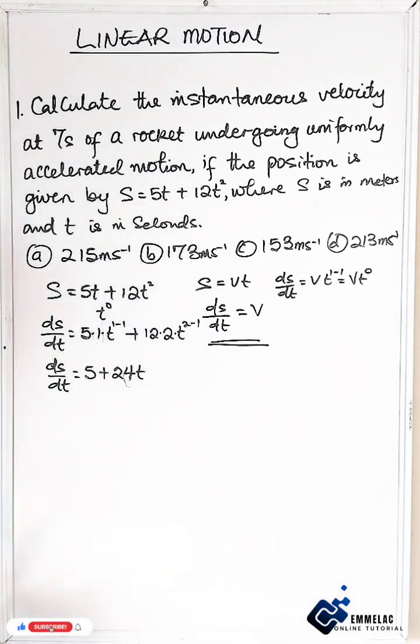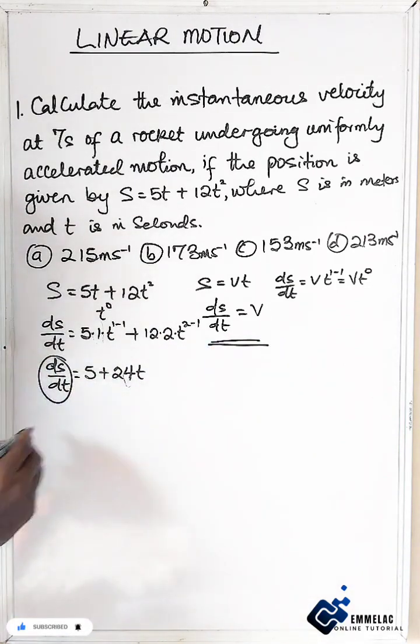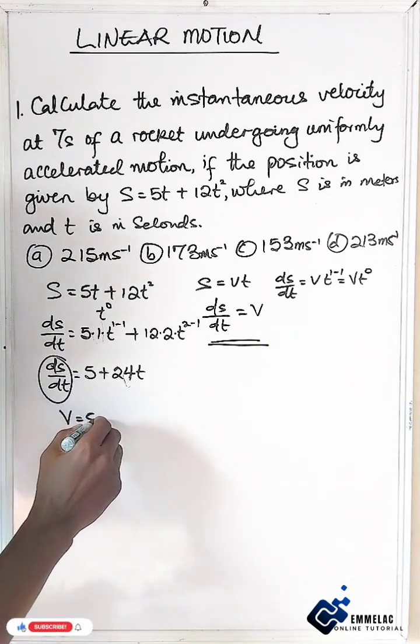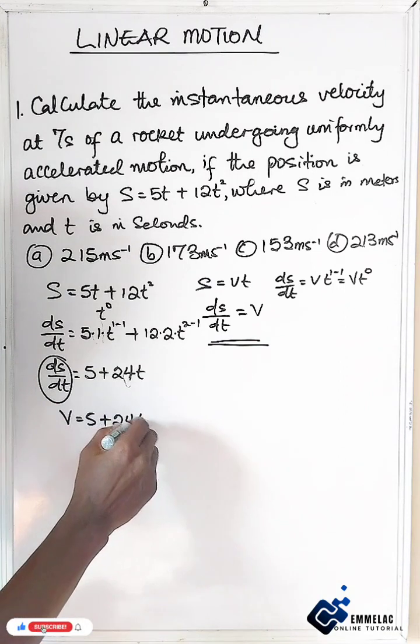t. Okay, now we can see that ds over dt actually equals V, so we replace it with V equals to what? 5 plus 24t.